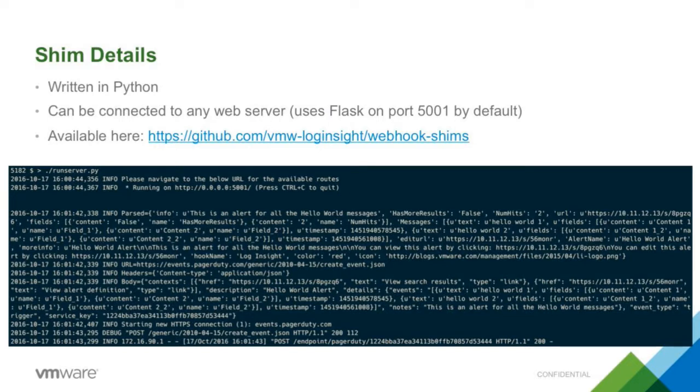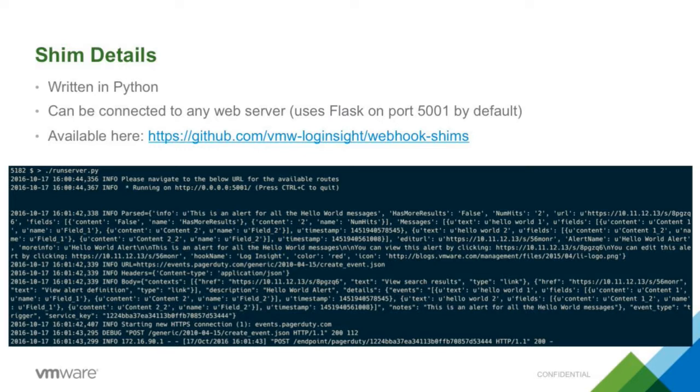So let me talk a little bit more about this shim. There's a shim available on GitHub, freely available for Log Insight. It's written in Python today. You can write it in whatever you want. It comes natively built in with Flask, which is a Python web server. If you have Tomcat or Apache or what have you, you can integrate into that as well.